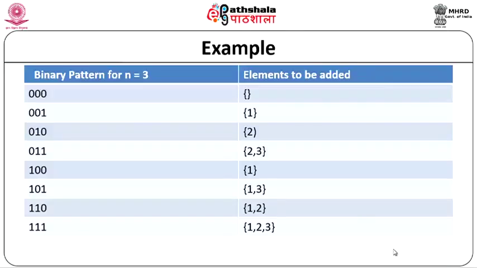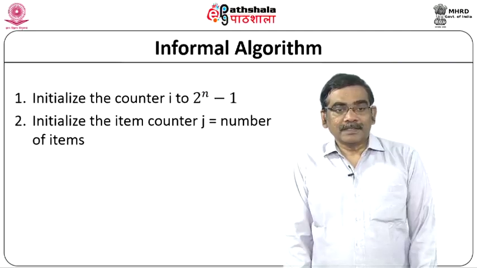We can easily do that using the binary pattern. So, now you see this table: 0 0 0 means null, 0 0 1 means you can add the element 1, 0 1 0 I am adding element 2, then 0 1 1 I am adding the elements 2 and 3, and by repeating this process you can see very well all the subsets can be generated. So, this is the algorithm.